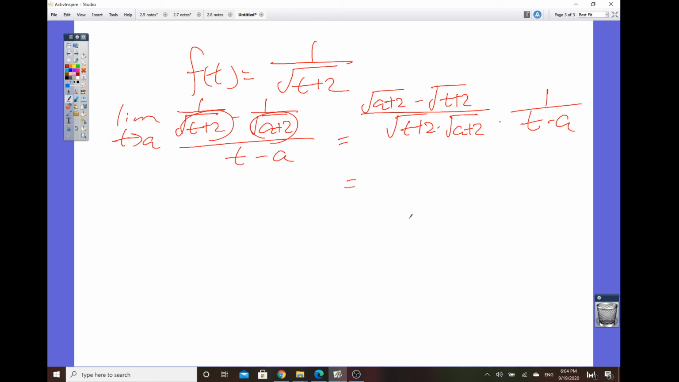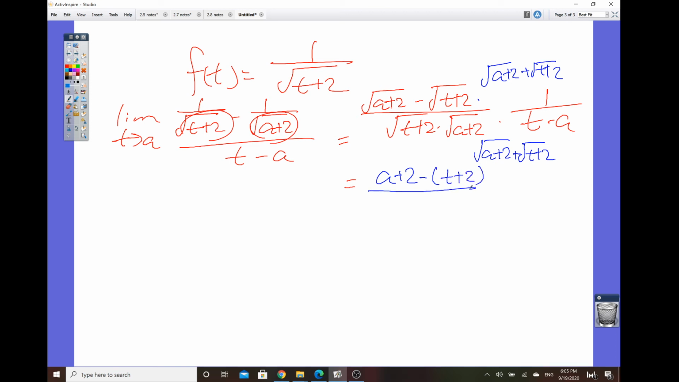So what we can do next is rationalize the numerator. Using the technique we've been talking about, when you see the radical, we can always multiply by the conjugate. So multiply the top and the bottom by root a plus 2 plus root t plus 2. Down here on the bottom, root a plus 2 plus root t plus 2. Yeah, this one's a little bit tedious. So what we found is a plus 2 minus the quantity t plus 2.